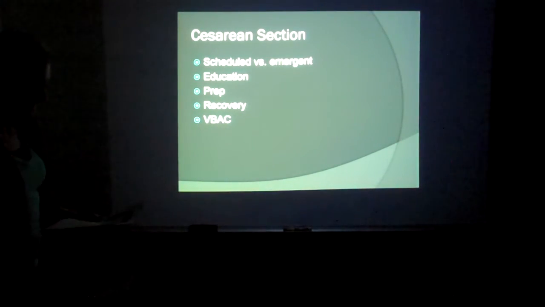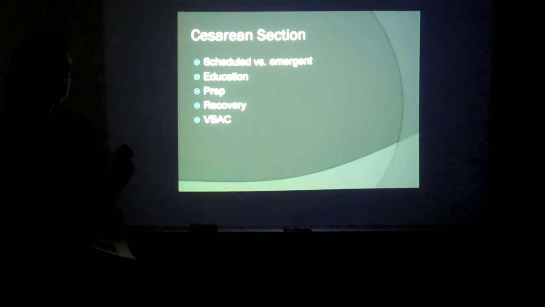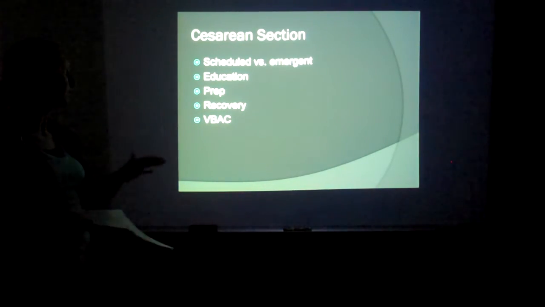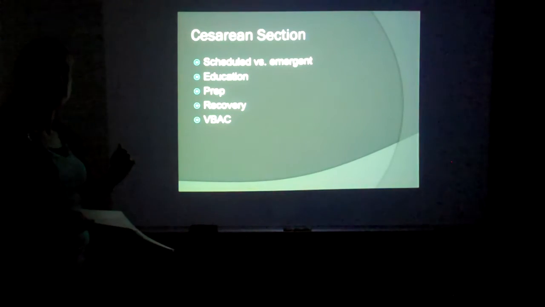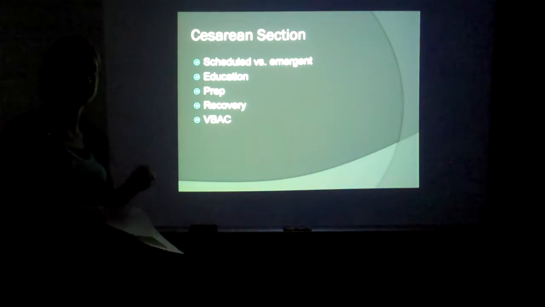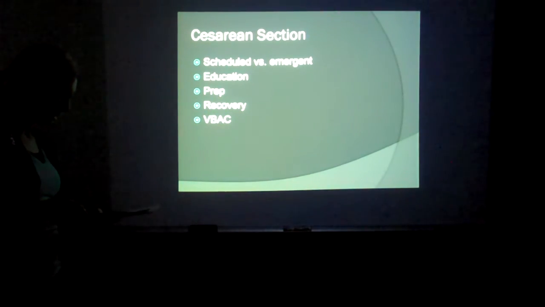So talking a little bit about C-sections. Obviously, they're different if they're scheduled versus emergent. If it is an emergent C-section, you just get there as quickly as possible. You get verbal consent and you go. A lot more anxious for the patient. She doesn't get nearly the amount of education and whatnot as a scheduled cesarean.